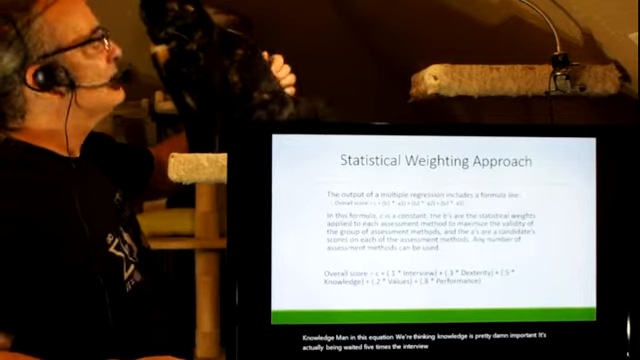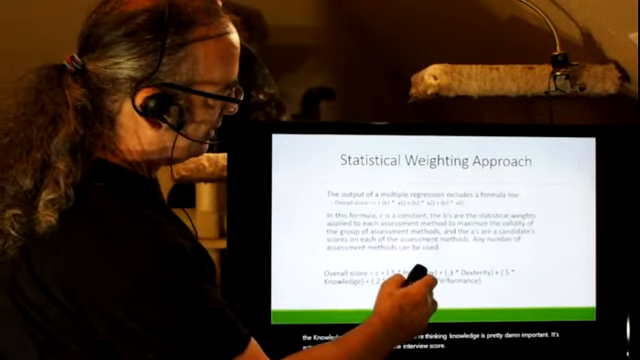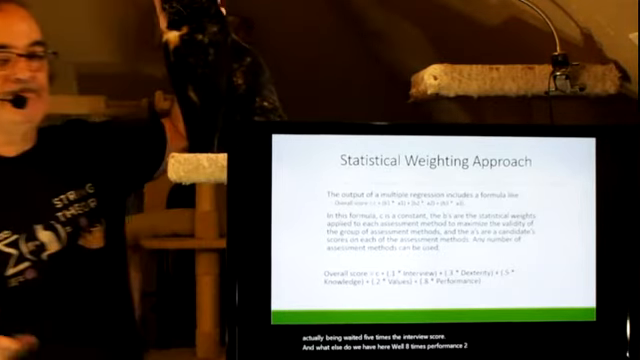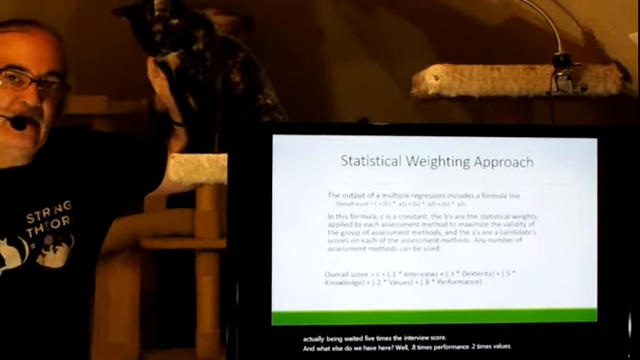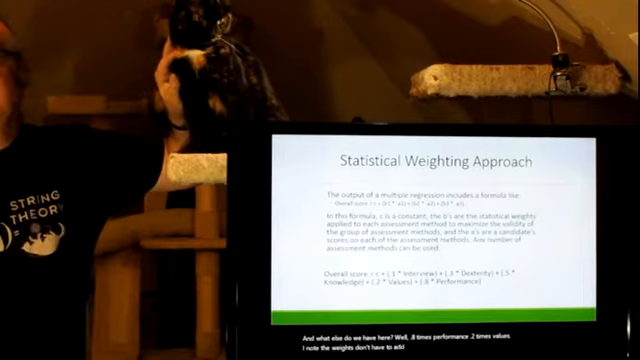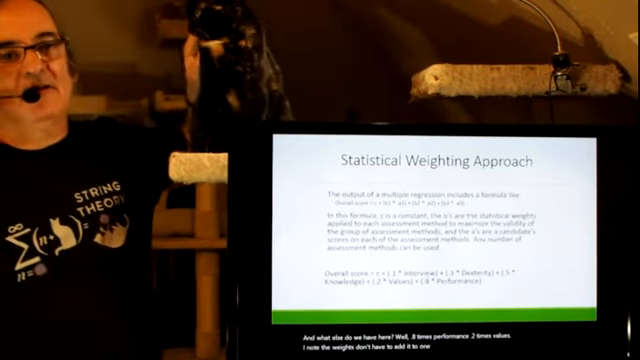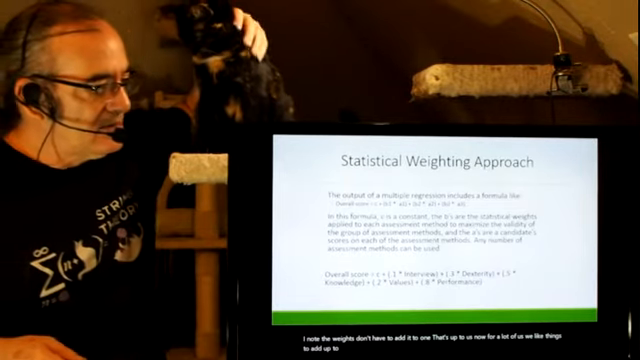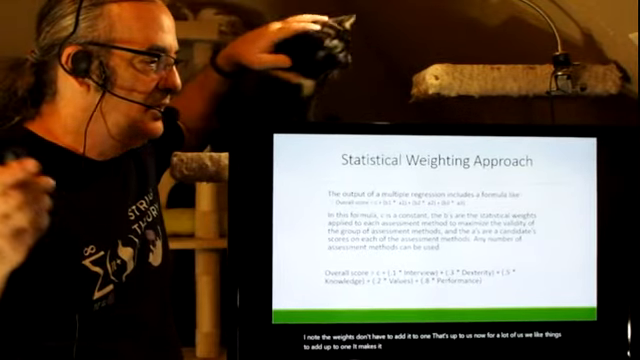Right, Annika? And what else do we have here? Well, 0.8 times performance, 0.2 times values. And note, the weights don't have to add up to 1. That's up to us. Now, for a lot of us, we like things to add up to 1. It makes it neater, but it's not necessary, right? As long as the weights are equally applied.